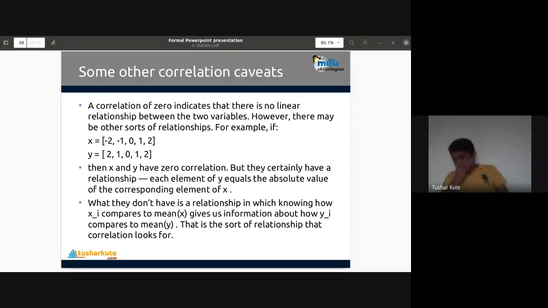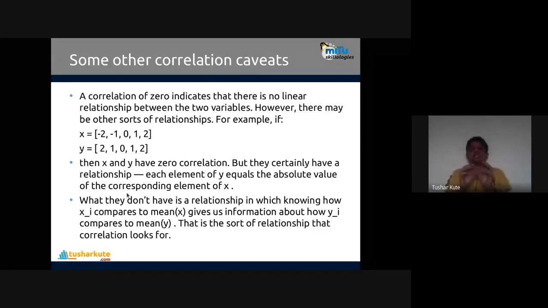Now see this. You can observe 0, 0 is there, completely non-connected here. X against y is 0, y against x is 0. They are non-linearly connected. 0 means non-dependent. They are not dependent on each other. So 0 correlation. But there is certainly a relationship that y equals the absolute value of the corresponding element of x. So they don't have a relationship in which knowing how xi compares to the mean of x gives us information about how yi compares to the mean of y. That is the sort of relationship that correlation looks for.